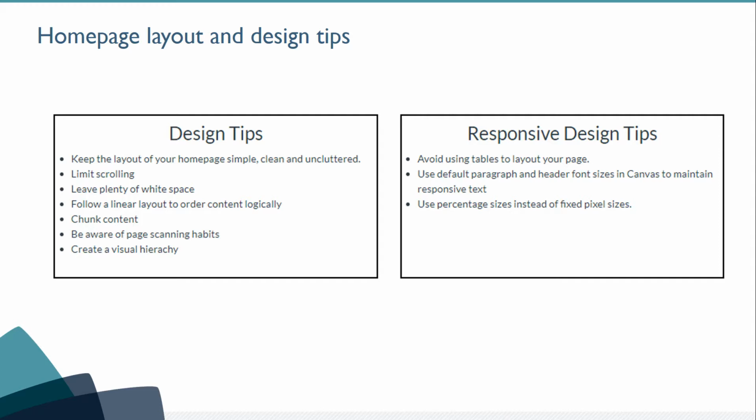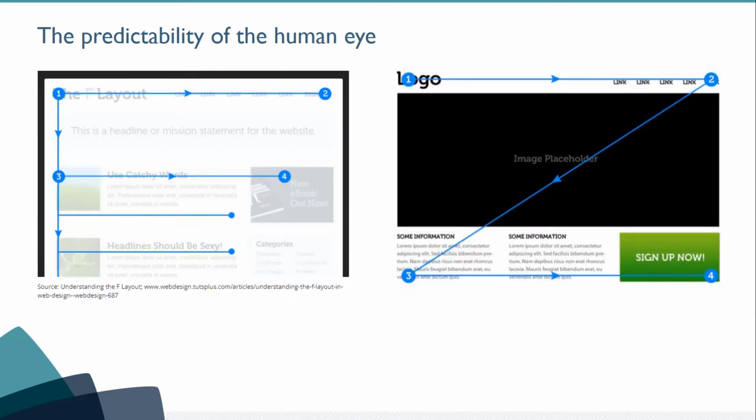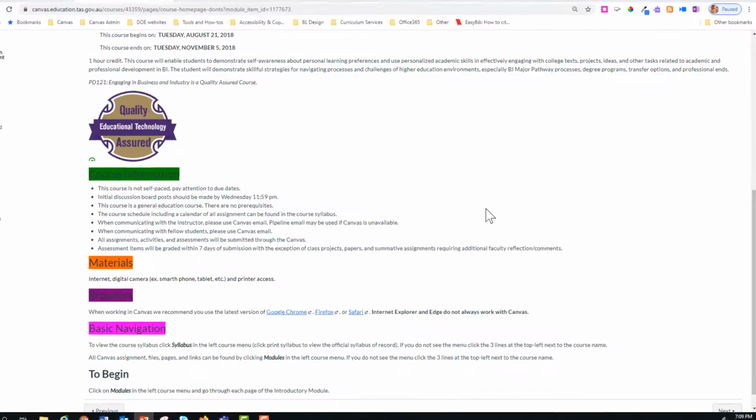Avoid using tables to lay out your page to ensure the design is responsive to multiple devices and meets accessibility requirements. And lastly, use the default paragraph and header font sizes in Canvas to maintain responsive text when using multiple devices. Another thing to be aware of are page scanning habits. There are some great articles on the web about how the human eye reads a website. Let's have a look at some examples in Canvas.